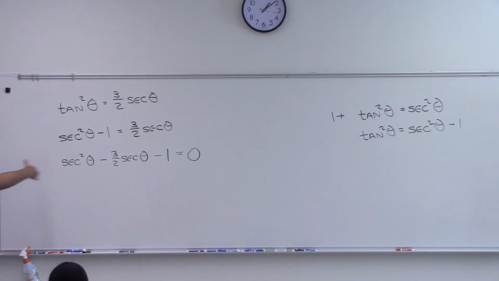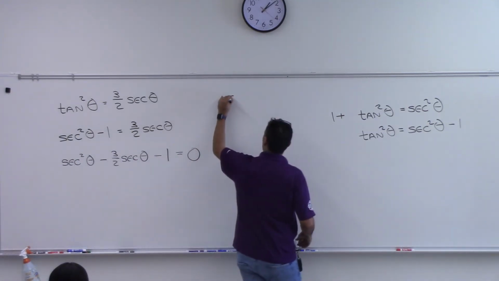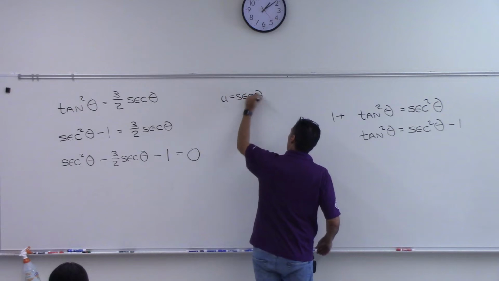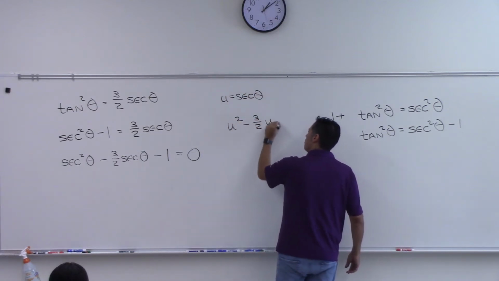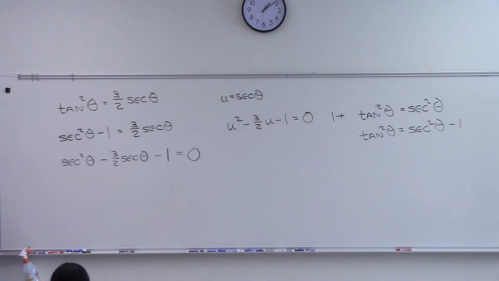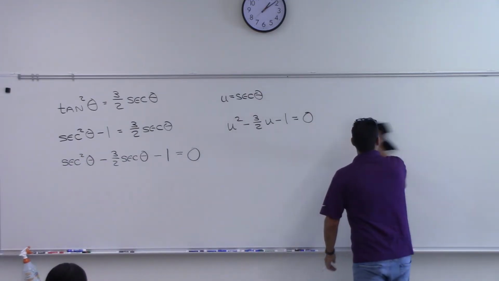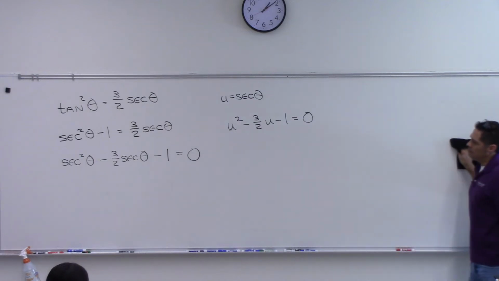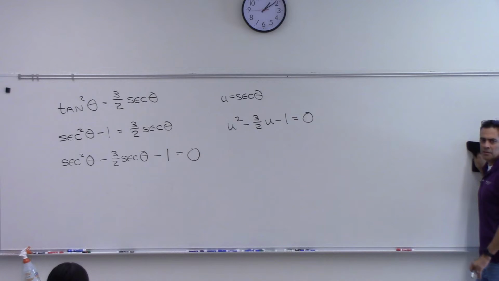And that looks like a quadratic, right? So you made this substitution: u is equal to secant theta. And then rewrote it as u squared minus 3/2 u minus 1 equals 0. Yeah? Any questions there? All right. Now you have to see if you can factor that.